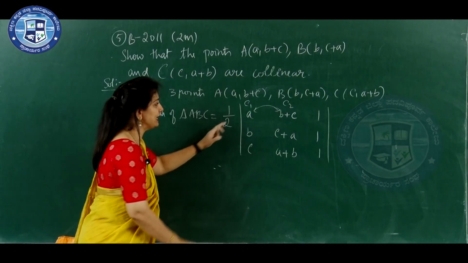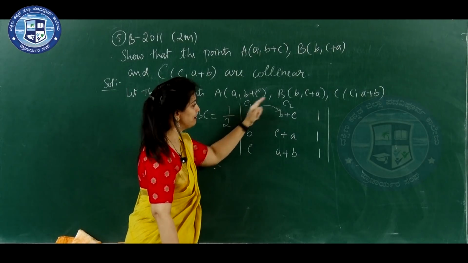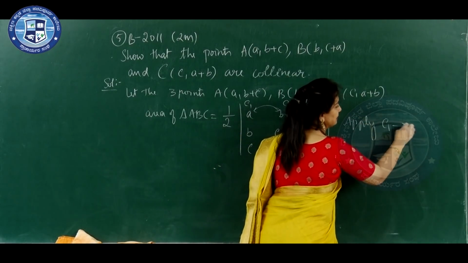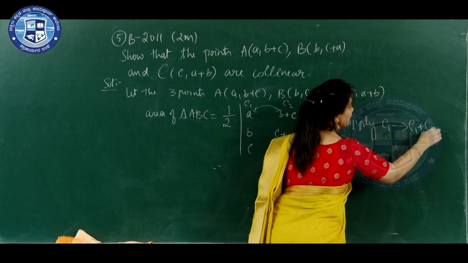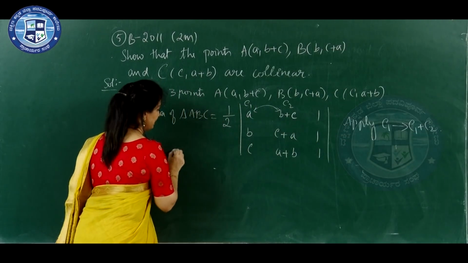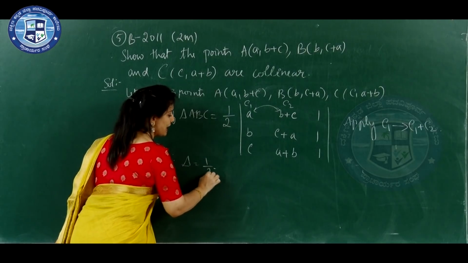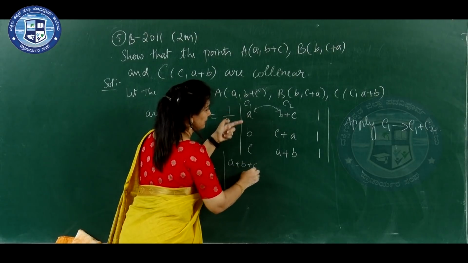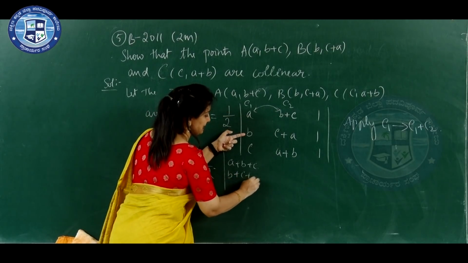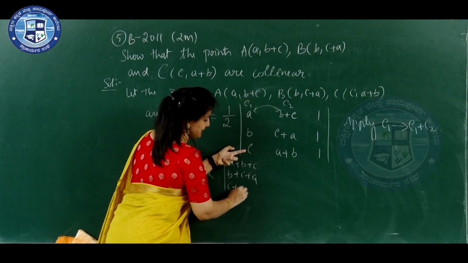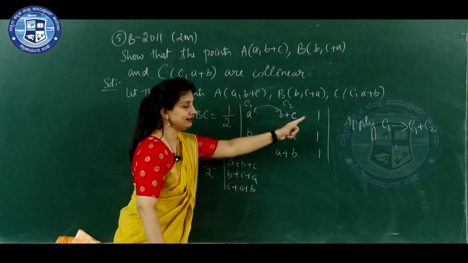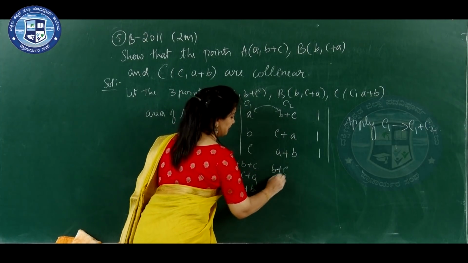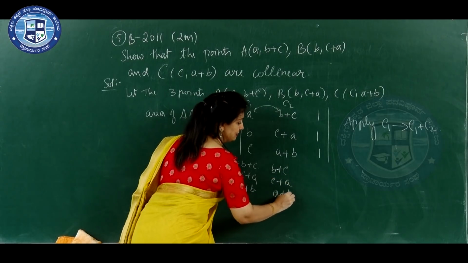So, here first we apply C1 changes to C1 plus C2. C1 implies C1 plus C2. Therefore, the area of triangle delta is equal to half into the determinant with C1 plus C2 added up: A plus B plus C, B plus C plus A, C plus A plus B. The second and third column elements are written as they are.